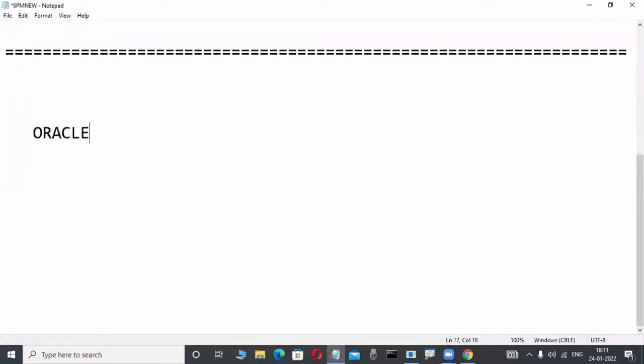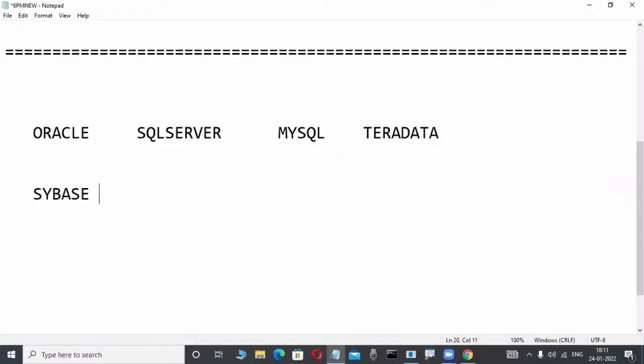Oracle is a product from Oracle Corporation. SQL Server is a product from Microsoft. MySQL is an open source product, which is also now from Oracle. Teradata is a product from NCR Corporation. Sybase is a product from Ingres Software. Like this, so many products are there. All these products are relational databases, or implemented based on the relational data model.